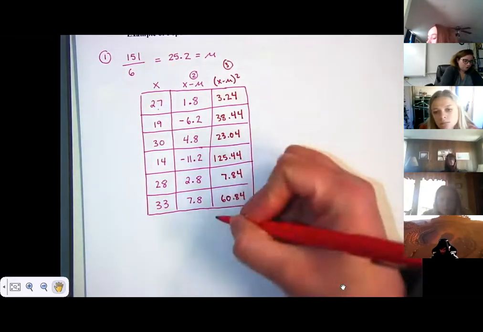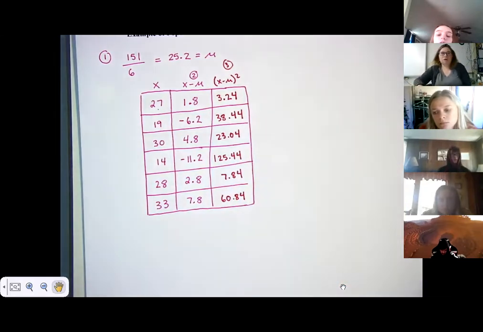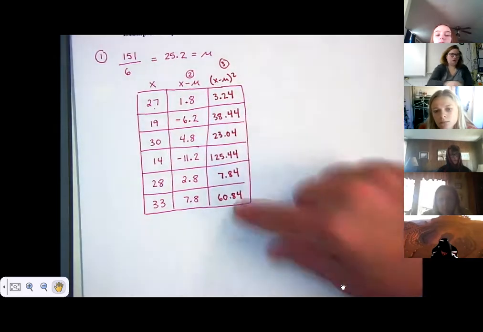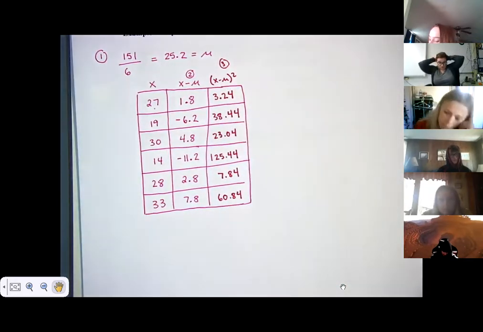Okay. So now our whole idea behind finding the average deviation is that we were going to add them all up and divide by 6. So let's do that next.